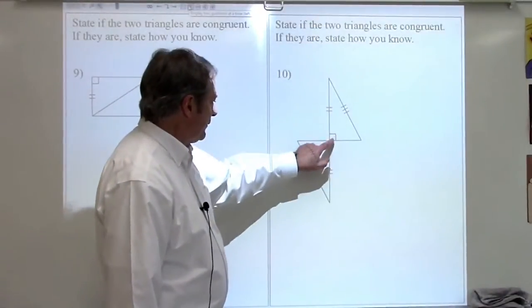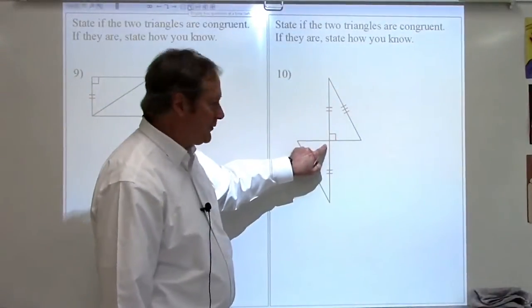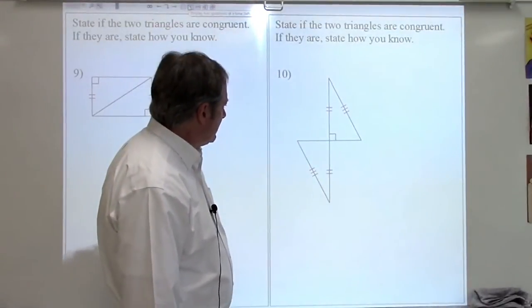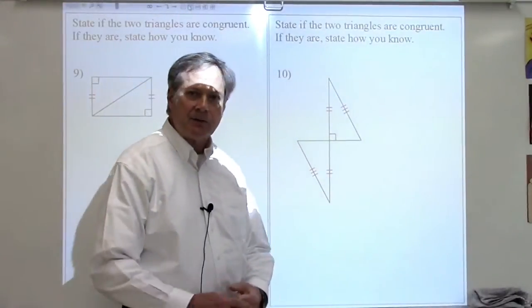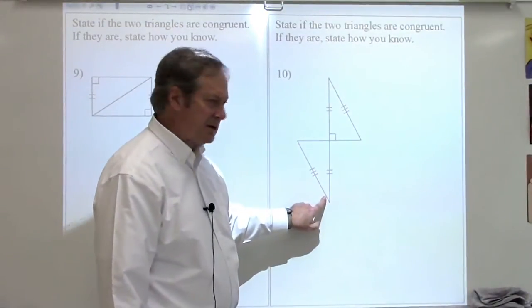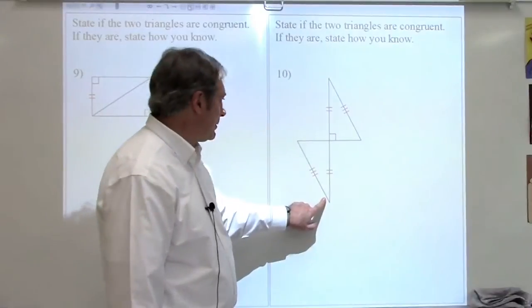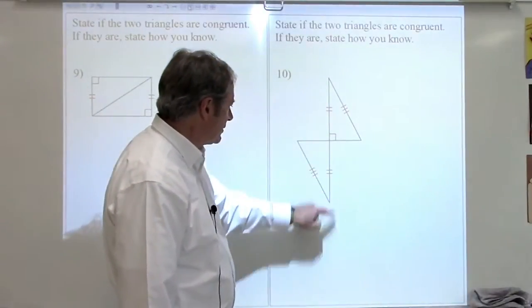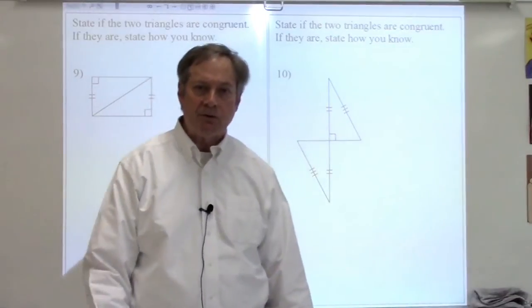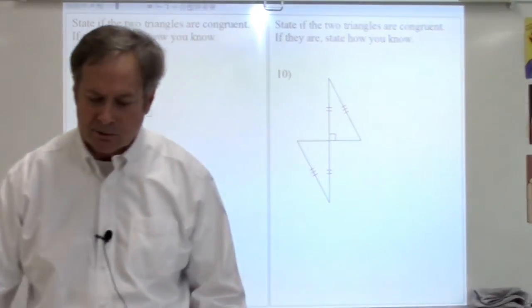Number 10, I notice that these two are right triangles because vertical angle, that has to be a right angle. Do we have a hypotenuse that's congruent for both? Well, 3 tick marks there, 3 tick marks there, sure enough. Do we have a leg that's congruent for both? That leg and that leg, sure. So by HL, hypotenuse, leg, those two right triangles are congruent.